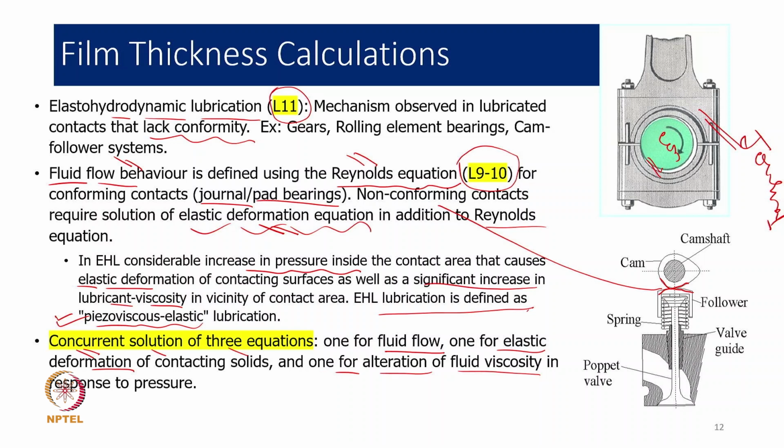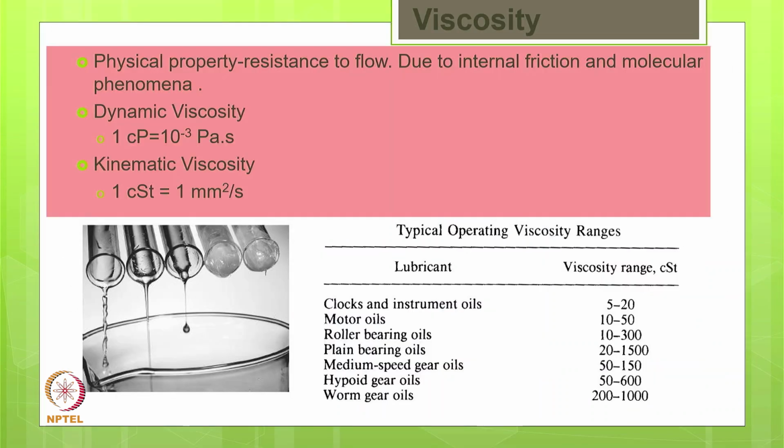So what kind of equations are there? To understand that, let me first define viscosity. We say viscosity is basically physical resistance to flow, which I believe everybody knows. We measure viscosity as kinematic viscosity, but for the theoretical calculation of the equations, we prefer to use dynamic viscosity. There is a relation between dynamic viscosity and kinematic viscosity, and there is a density relation.